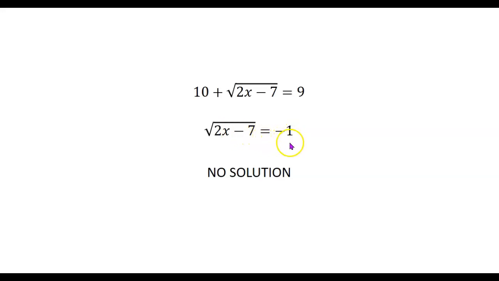Now, if we didn't notice that and we squared both sides, we get 2x minus 7 equals 1, then we get 2x equals 8, x equals 4. But if we go back and plug in 4, 2 times 4 is 8, 8 minus 7 is 1, square root of 1 is 1, 10 plus 1 is not equal to 9, so that does not work. It would be an extraneous solution.